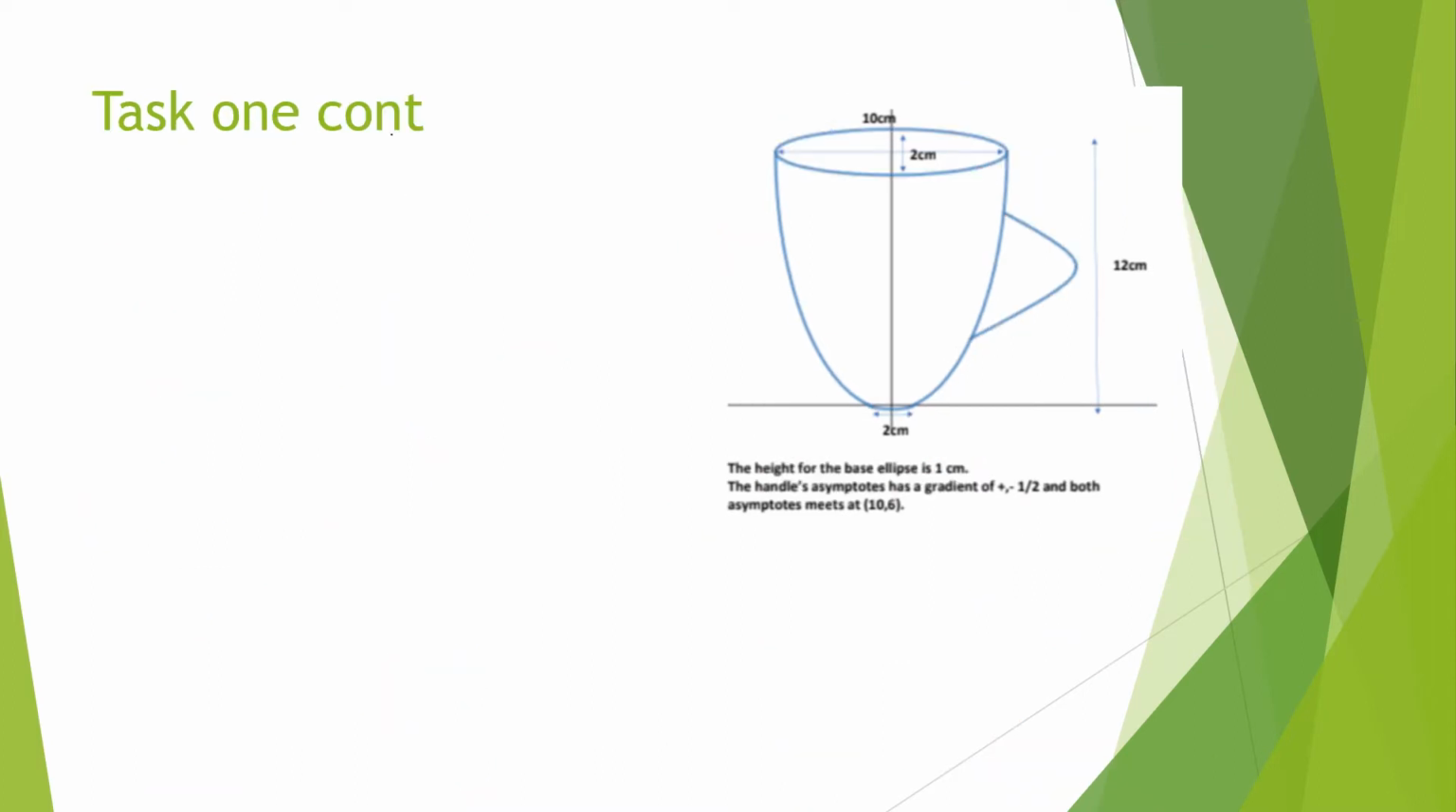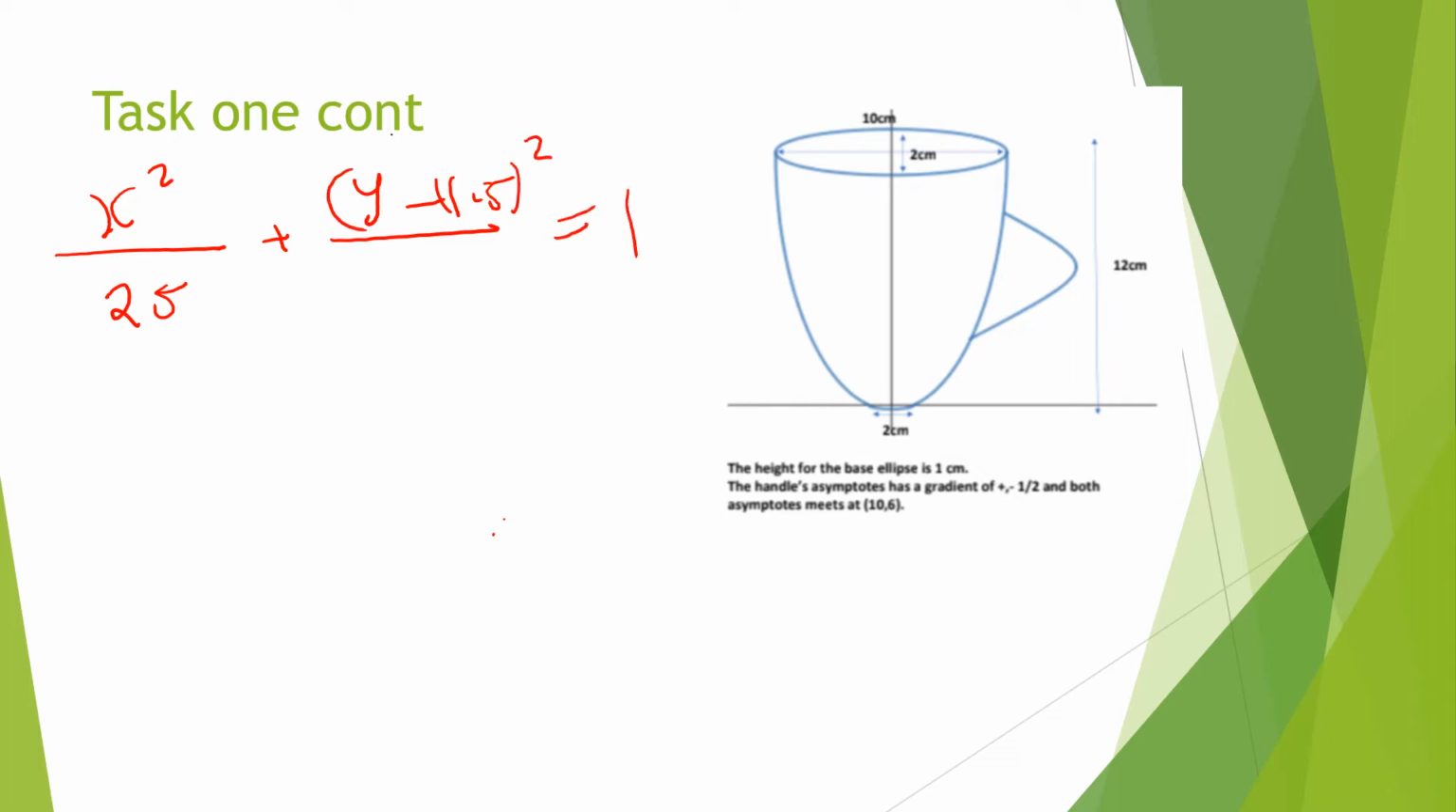So the final equation of the body ellipse in here, you can write it as x squared over 25 plus (y minus 11.5) squared equals 1. And then the b, I'll just write it unsimplified, you can actually write it like that. You'll still get it right.